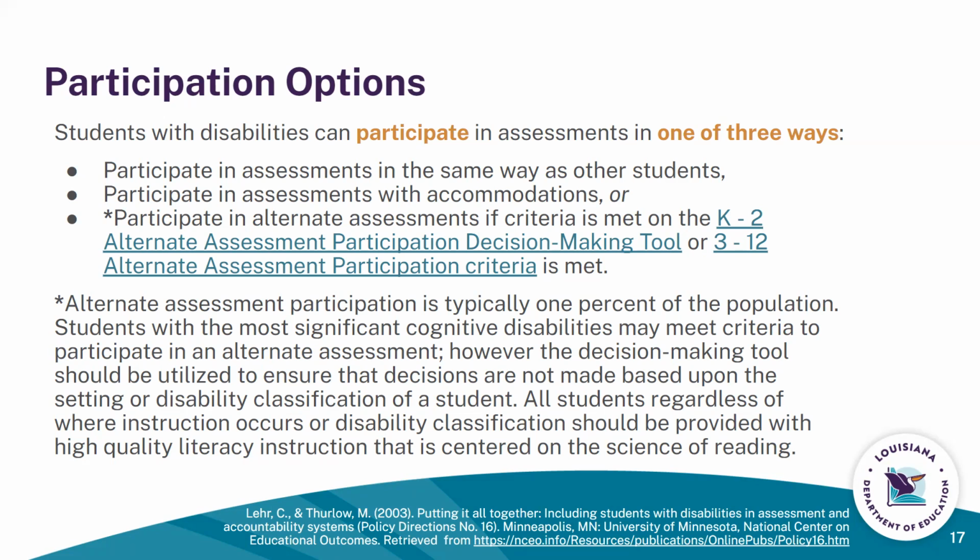It's especially important to note that the alternate assessment participation is typically 1% of the population. Students with the most significant cognitive disabilities may meet criteria to participate in an alternate assessment. However, the decision-making tool should be utilized to ensure that the decisions are not made solely based upon instructional setting or disability classification.